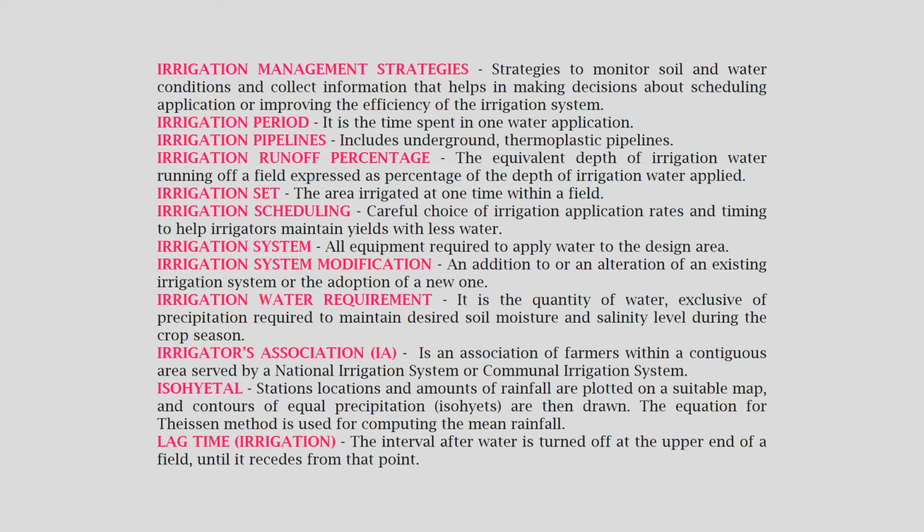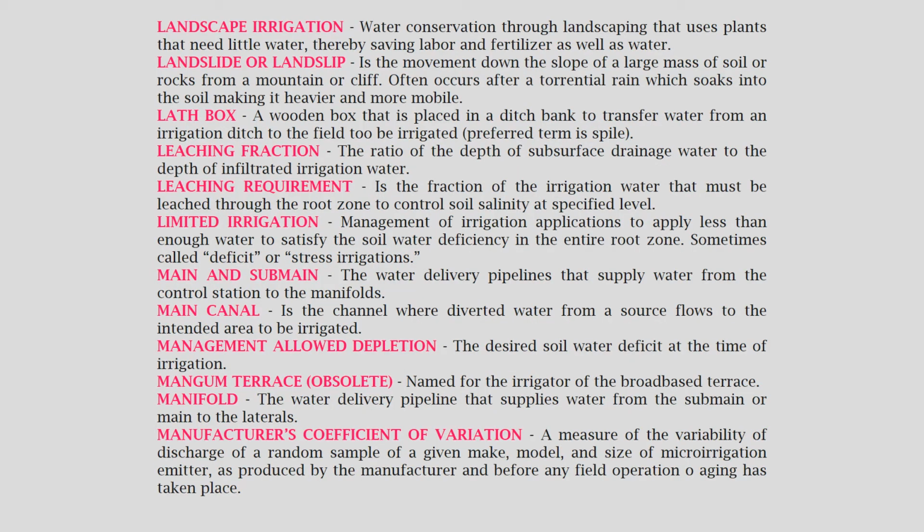Isohyet: stations' locations and amounts of rainfall are plotted on a suitable map, and contours of equal precipitation, isohyets, are then drawn. The equation for the Thiessen method is used for computing the mean rainfall. Lag time, irrigation: the interval after water is turned off at the upper end of a field until it recedes from that point. Landscape irrigation: water conservation through landscaping that uses plants that need little water, thereby saving labor and fertilizer as well as water.